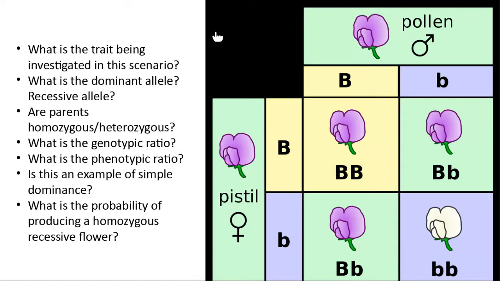The dominant would be the purple, and the recessive would be the white. Very good. Because wherever we have the big B, which is represented by the purple, we have the purple color. And wherever we have the little b in combination with another little b, we have the recessive phenotype shown. Very good. Okay, and the next thing I'd like to ask you, are the parents homozygous or heterozygous?